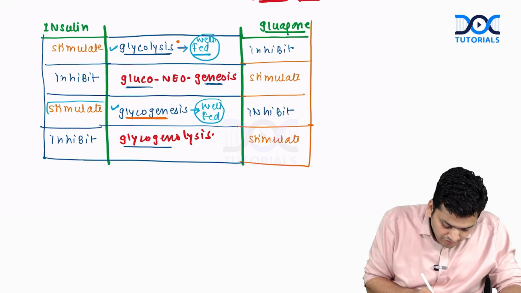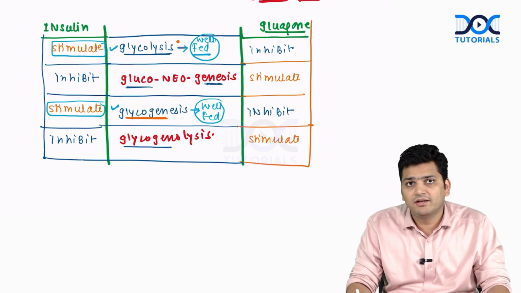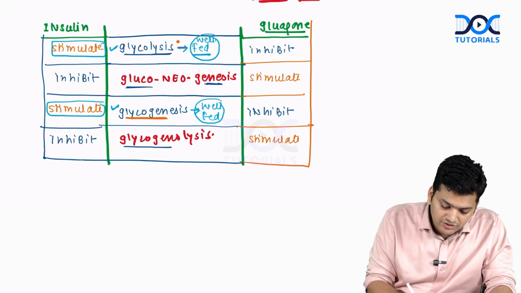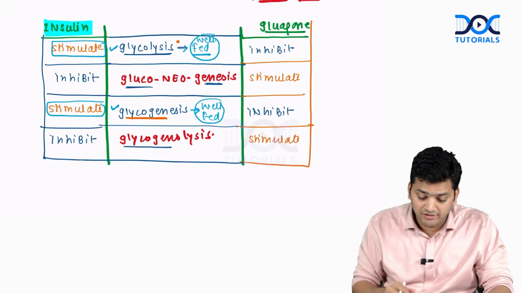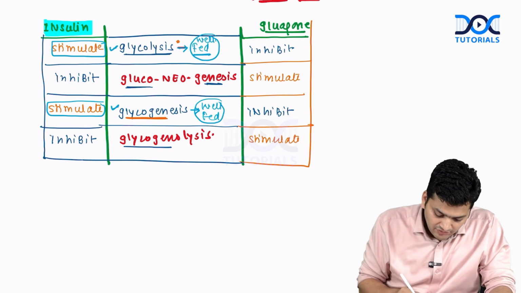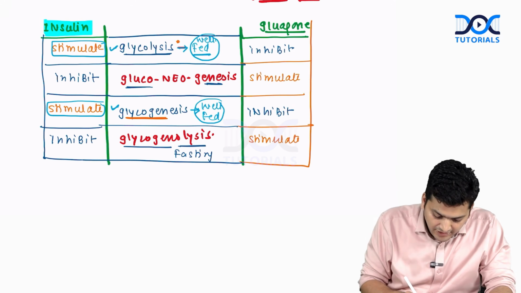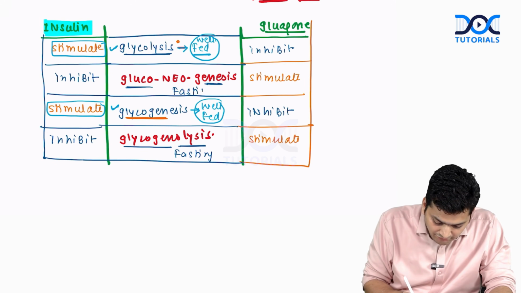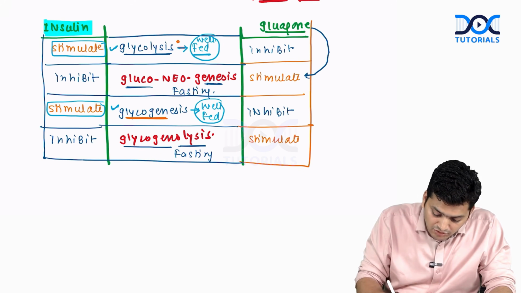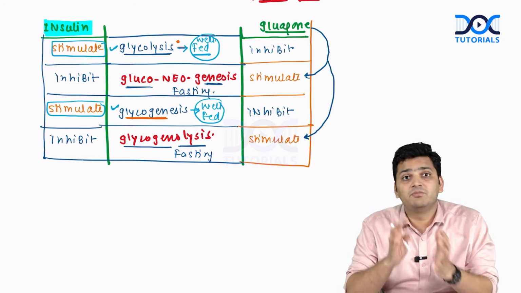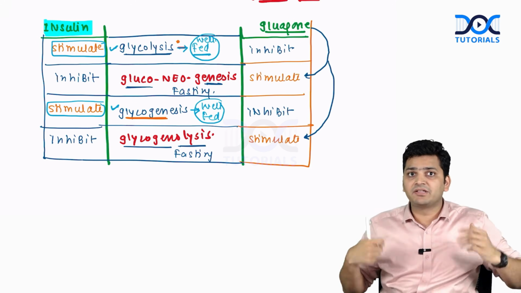And who is stimulating them? Insulin. So if I ask you which hormone is more in the well-fed state, insulin is more in the well-fed state. Whereas glycogenolysis, the breakdown, occurs in the fasting state, and gluconeogenesis also occurs in the fasting state. And glucagon is stimulating these processes. So glucagon is more in the fasting state, and insulin is more in the well-fed state.